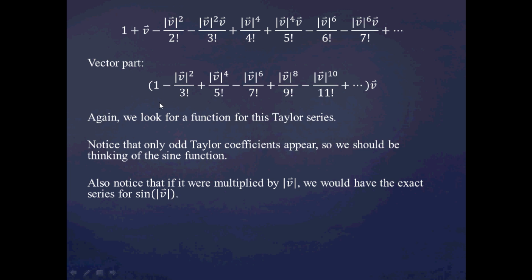Which means that what we're looking at is not sine of the length of v, it's actually sine of the length of v divided by the length of v. So that's the value of the coefficient there, sine of the length of v divided by the length of v, and then times the vector v. So this is the function that we're really looking at here in this Taylor series. So here we've just found what the vector part of the quaternion exponential is.